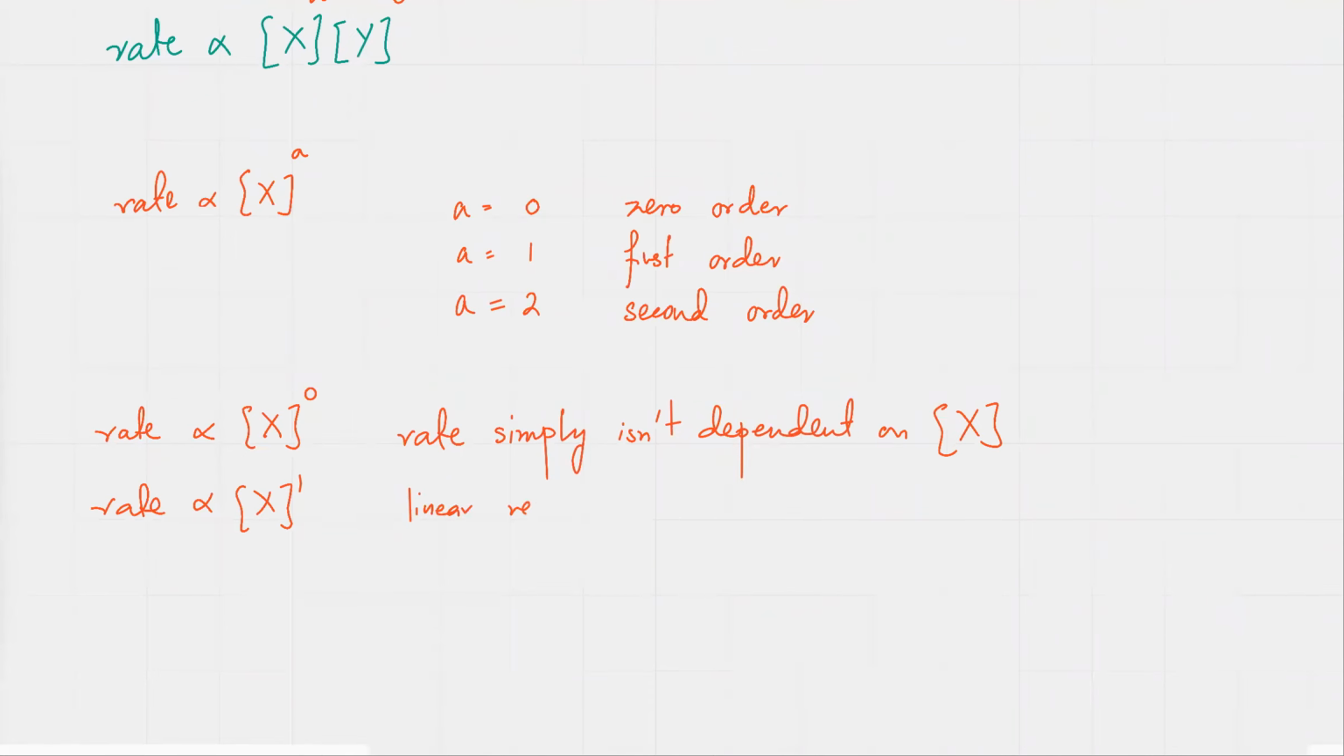It's a linear relationship. So whatever happens to X, the same thing happens to the rate. You decrease concentration, the rate also decreases. You increase concentration, the rate also increases. So it's a linear relationship. X concentration doubles, then the rate also doubles. Or vice versa, if you decrease the concentration, then the rate would also decrease.